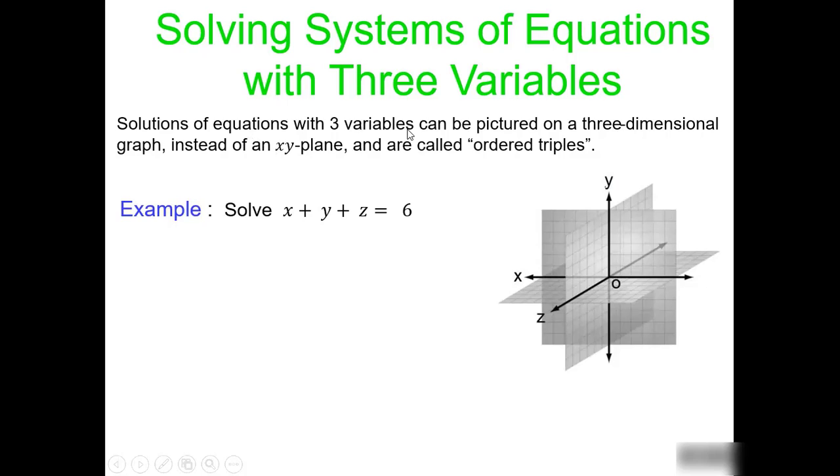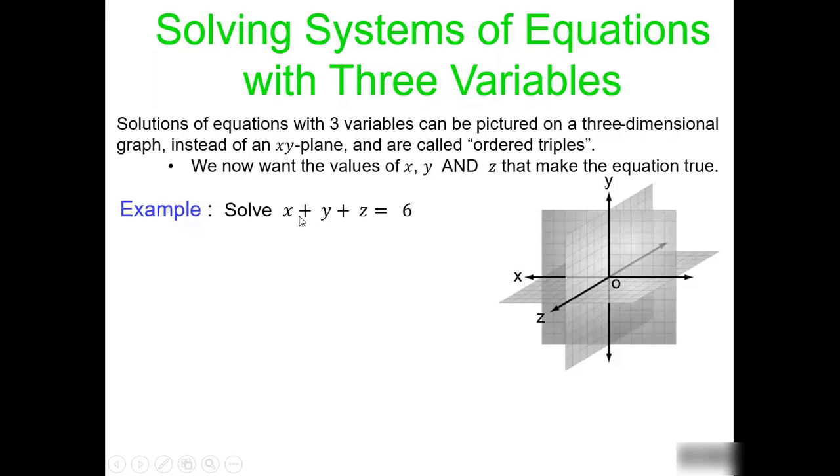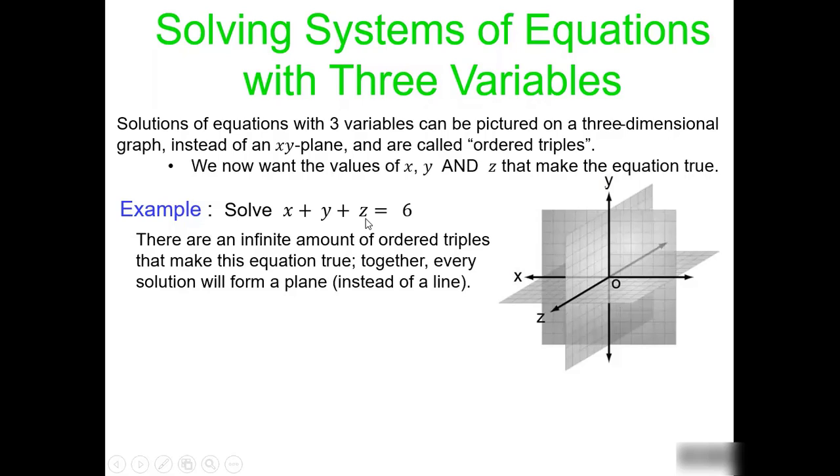So solutions of equations with three variables can now be pictured on this three-dimensional coordinate plane where you now have a new axis. We're not going to be graphing these, but I do want you to see that each of these equations is going to form what we refer to as a plane. And so we're now going to want the x, y, and z components that are going to make the equation true. So if we just look at a few solutions to this, we could see that we could let any one of the variables equal 6, while the other two are 0.